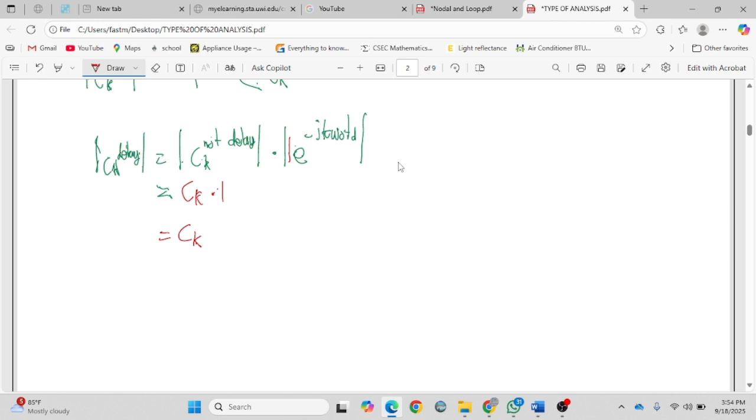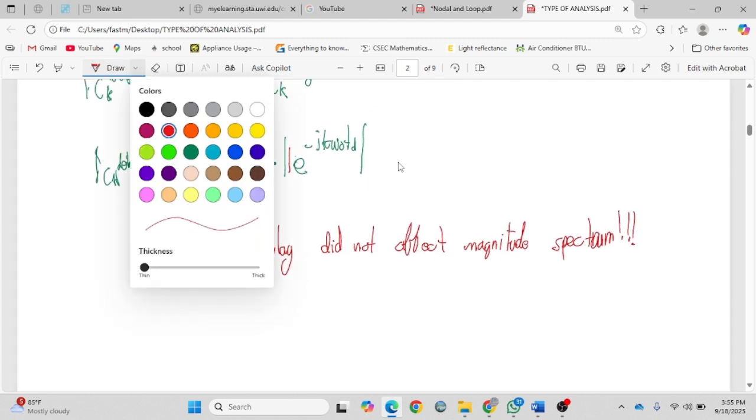So what this means is that the magnitude spectrum for the delayed signal is exactly the same as the magnitude spectrum for the not delayed. That didn't change. So the delay didn't affect the magnitude spectrum in any way, shape, or form. So the delay did not affect the magnitude spectrum, as we see here. So the next thing we need is the arguments.